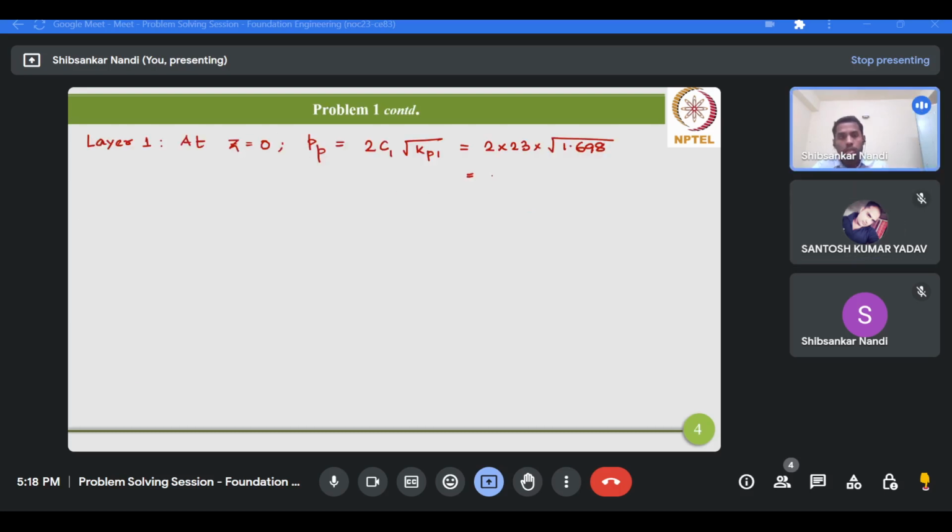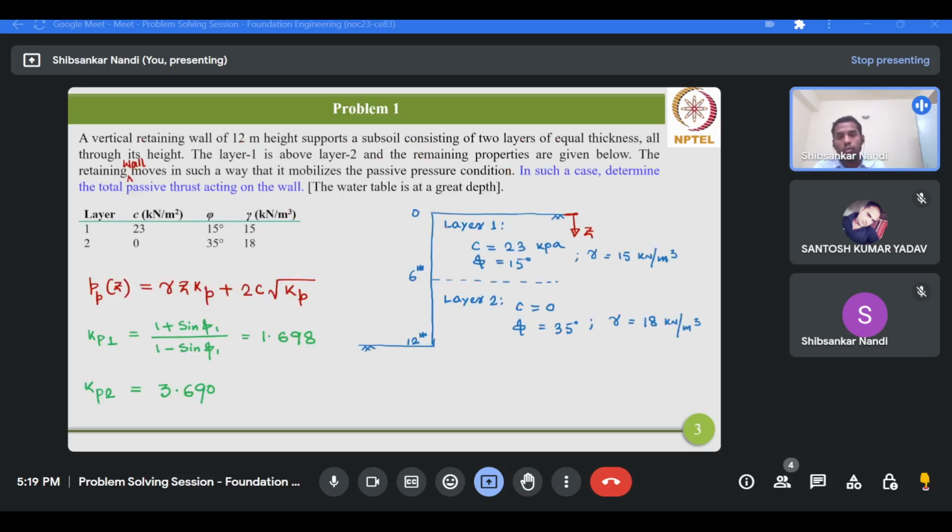So you will get this value as 59.94 kPa. Now we'll move on to the next level, that is at the interface, at z equals to 6 meter. Now this first component will come into the picture. So we'll be having gamma 1, H1, Kp1. So what is the H1?